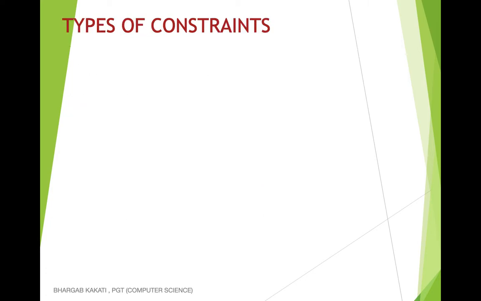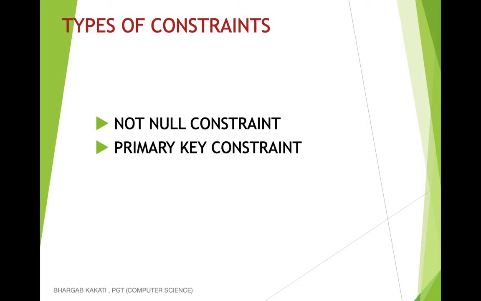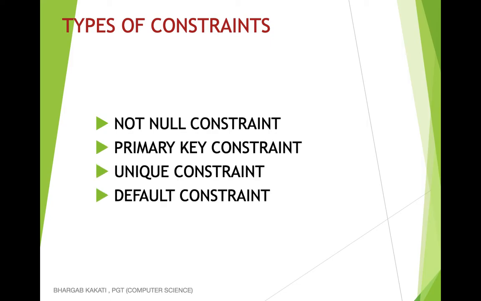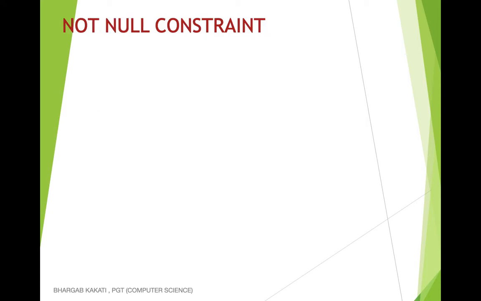Let's move on to the types of constraints. Basically, these are the following types of constraints. First is not null constraint, then primary key constraint, then unique constraint, then default constraint, and finally we have foreign key constraint. In this part of our discussion, we will be confined to not null, primary key, unique and default constraint. So let us begin our discussion with the first type of constraint, which is the not null constraint.